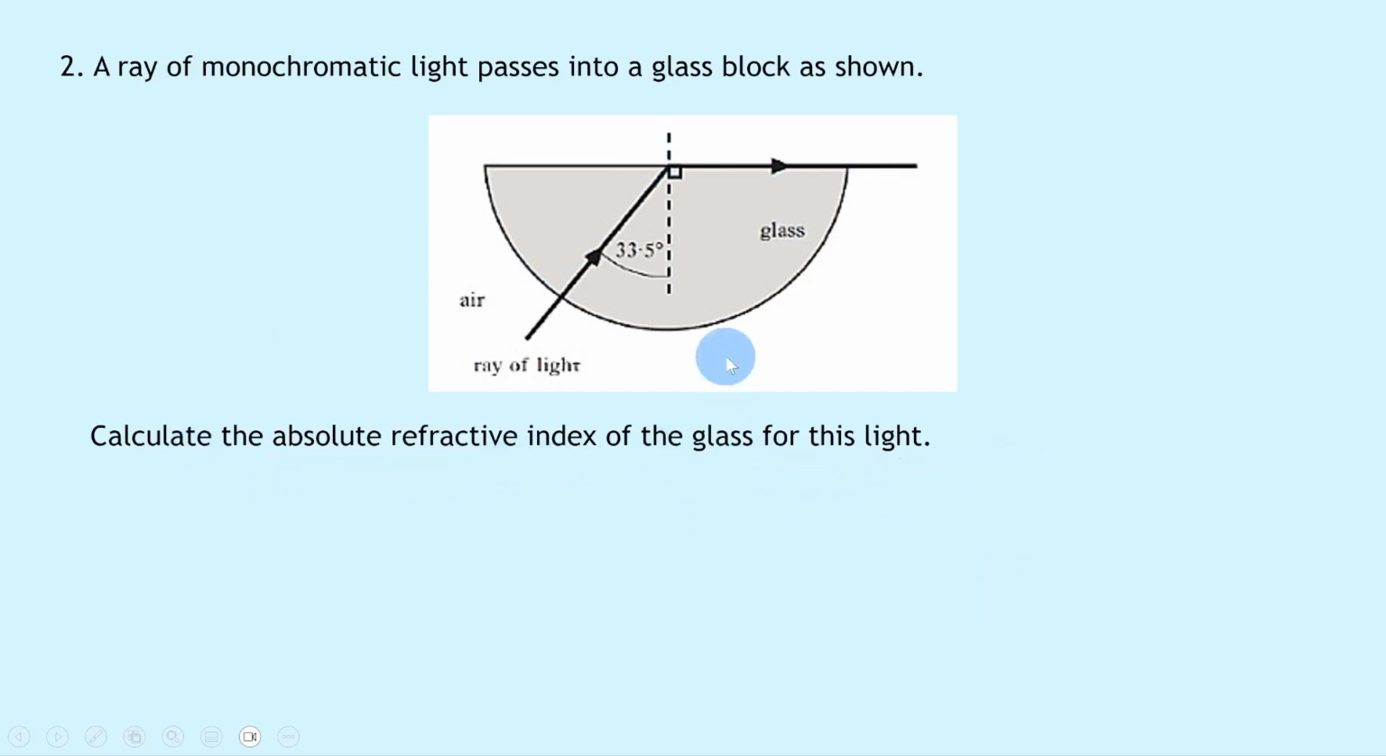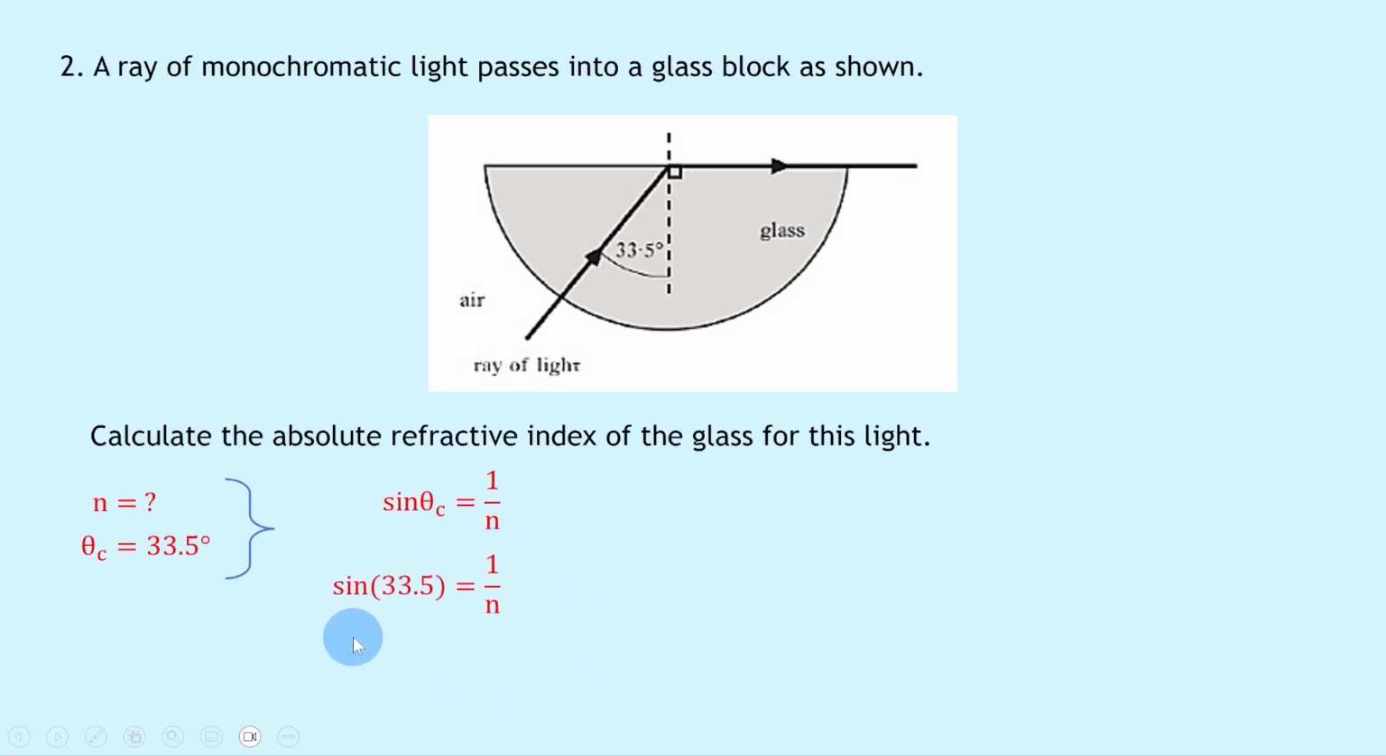Well, notice how the picture is actually showing us the critical angle here. So remember, the critical angle is the angle of incidence which produces this angle of refraction of 90 degrees. So this must be theta C here, 33.5 degrees. So we can use that to find n. So we're trying to find n here, and we know that theta C is 33.5 degrees. So writing down our equation relating n and theta C, we have sin theta C equals 1 over n.